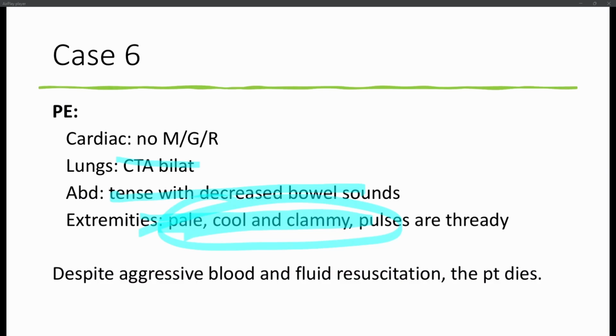Vasodilation with distributive shock. Yes? So the mentioning of the fact that she's still responding to stimuli, that's why you want to be distributive. Correct. Okay. Despite aggressive blood and fluid resuscitation, the patient eventually does pass away, unfortunately.